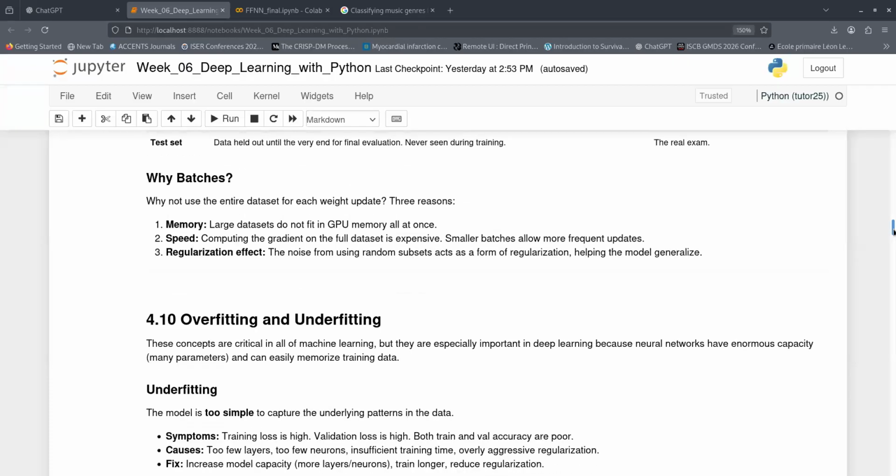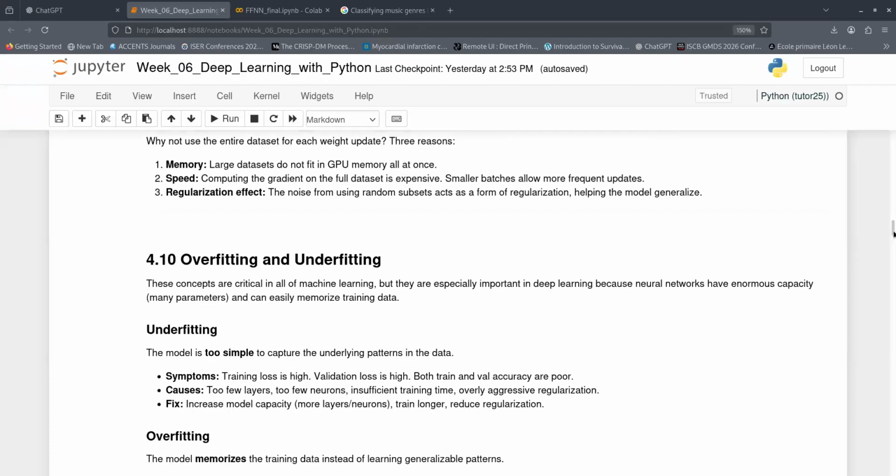The notion of overfitting and underfitting is very important. You can start reading about it. I know that you already know a little bit about this notion because you have done machine learning. It's an important notion, which is why after this we are going to see how to use regularization, early stopping, and dropout to avoid overfitting and underfitting.